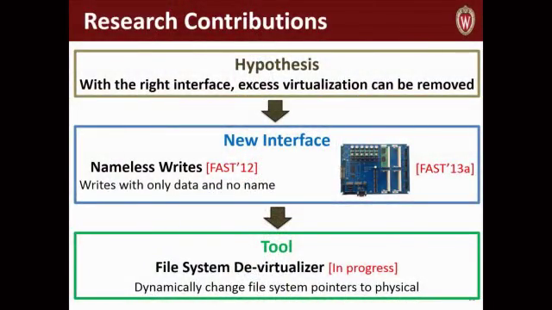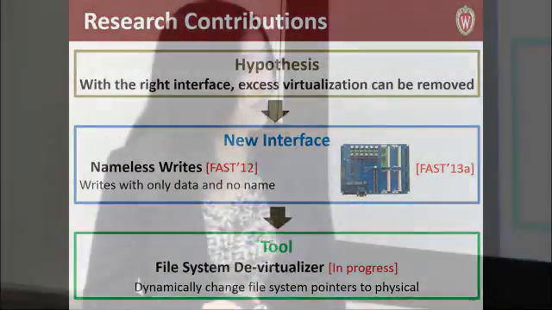Basically, because Nameless Writes is fundamentally difficult to integrate into the existing ATA interface. And with these ideas, I'm now building a new tool called File System De-virtualizer, which doesn't have the same complexity as Nameless Writes and can still use the existing I/O interface. What it does is dynamically change file pointers to point to physical addresses, so it will fit better for dynamically removing mapping table space. This is ongoing work, so I don't have satisfying results to show you.